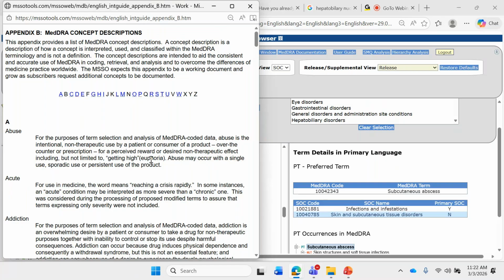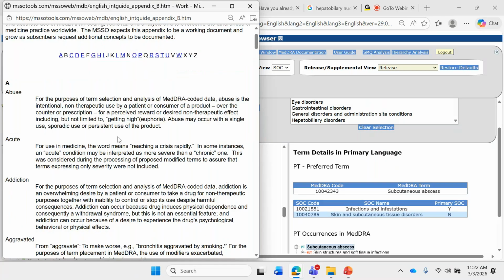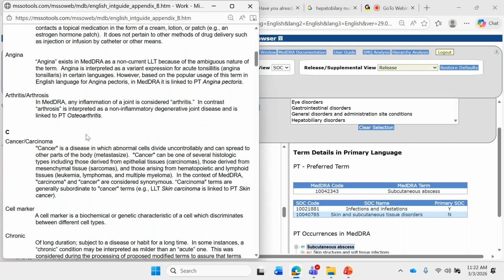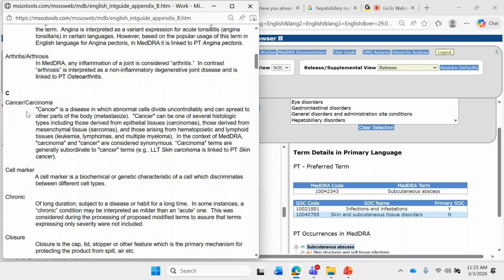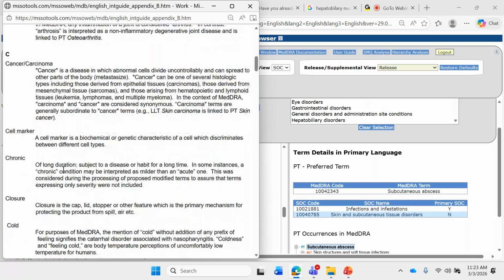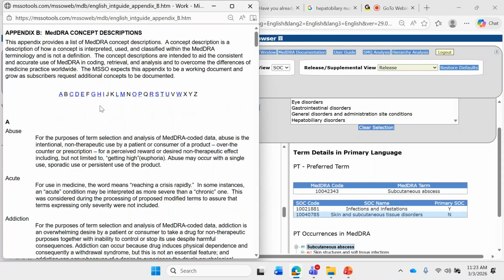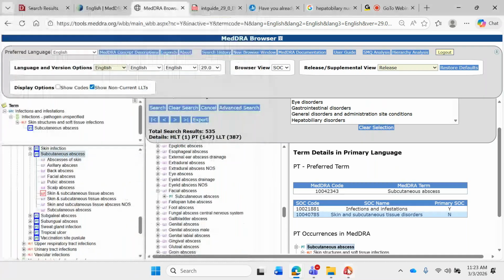And as I scroll down, the alphabetical list goes on to have MedDRA concept descriptions for various concepts. We have a description for cancer and carcinoma. We have a description: what does chronic mean within the context of MedDRA? So lots of terms are in here. Of course, it's not all inclusive. It just has concept descriptions for some of the things that we feel need to be very uniform and may be misinterpreted in a global perspective. Okay, so those are concept descriptions.